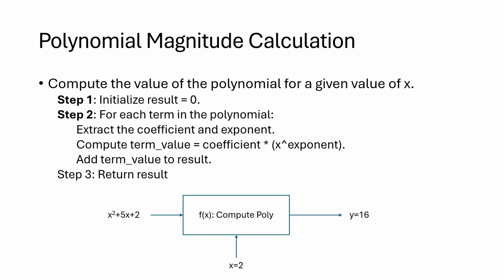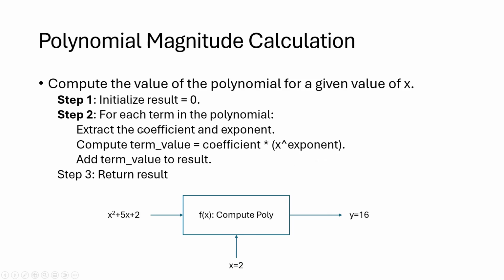So another operation on a polynomial is magnitude calculation. In case of magnitude calculation, we need a black box where we will put one polynomial and we will supply the value of its variable. Okay, so if my polynomial is x squared plus 5x plus 2, and I want to compute the value of this polynomial at x equals 2, it's supposed to provide me 16. Why? Because 2 squared means 4, 5 into 2 is 10, plus 2. So 4 plus 10 plus 2, it should be 16.